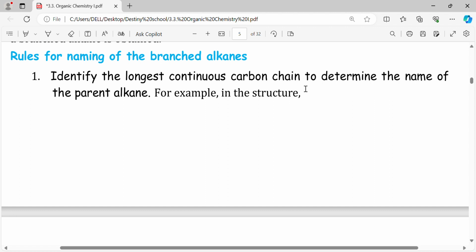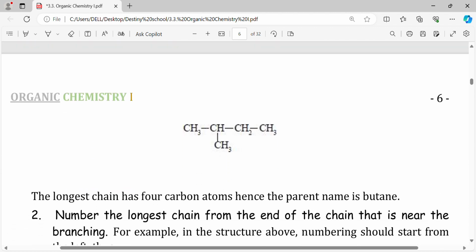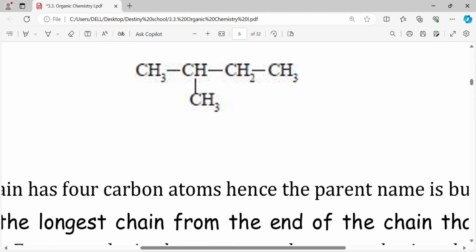The very first important rule, our number one rule: identify the longest continuous carbon chain to determine the name of the parent alkane. Always identify the longest continuous carbon chain any given time, and that word continuous is very important. These carbon atoms must follow each other. So that is the first rule.